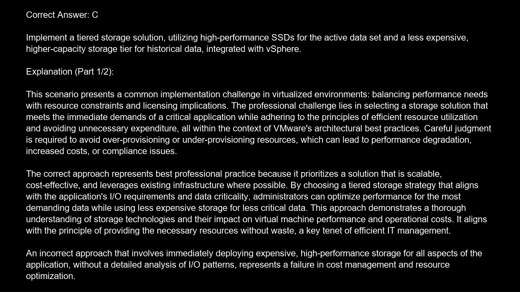The correct answer is C. Implement a tiered storage solution, utilizing high-performance SSDs for the active data set and a less expensive, higher-capacity storage tier for historical data, integrated with vSphere. Explanation: this scenario presents a common implementation challenge in virtualized environments, balancing performance needs with resource constraints and licensing implications. The professional challenge lies in selecting a storage solution that meets the immediate demands of a critical application, while adhering to the principles of efficient resource utilization and avoiding unnecessary expenditure, all within the context of VMware's architectural best practices.